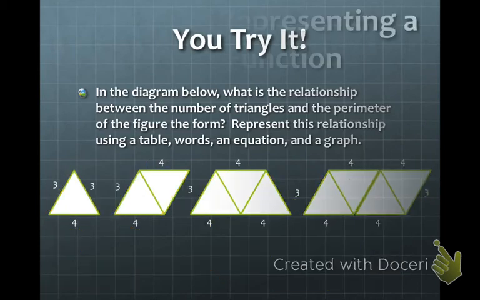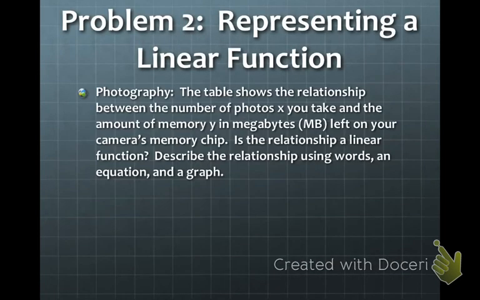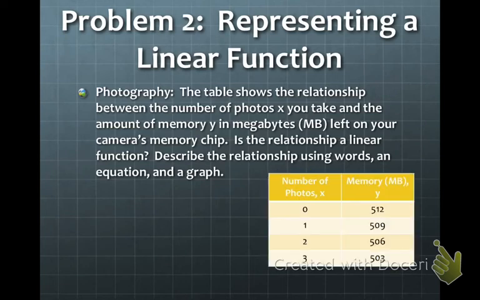Fantastic. All right. And then this one is just comparing if you have something that increases at a steady rate, or in this case, it decreases. So the table right here shows the relationship between the number of photos, x, that you take. So x is our number of photos, and then y is our memory.